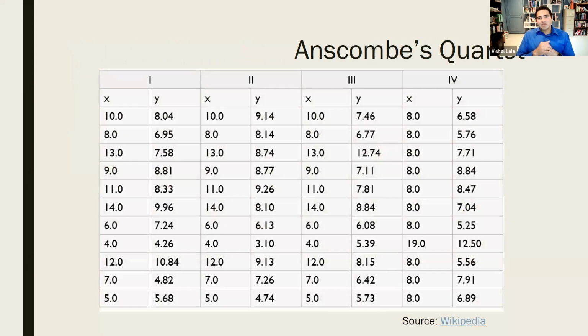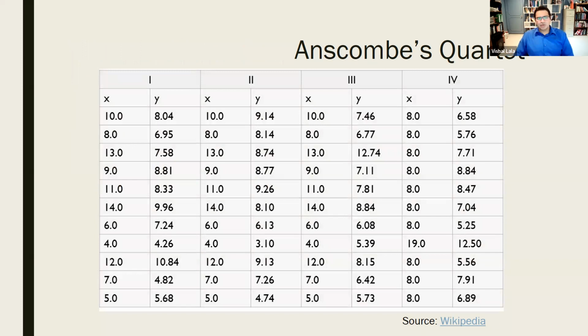Take, for example, this famous data set. It's a fictitious data set called Anscombe's quartet. This one's taken from Wikipedia. Given here are 4 sets of numbers. You have XY columns repeating 4 times.